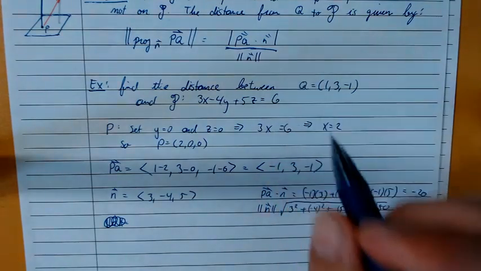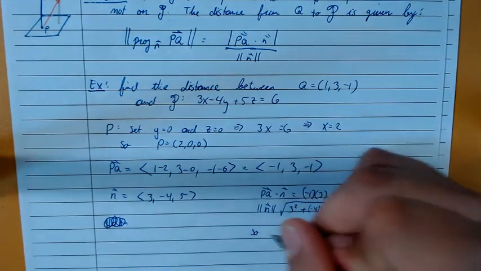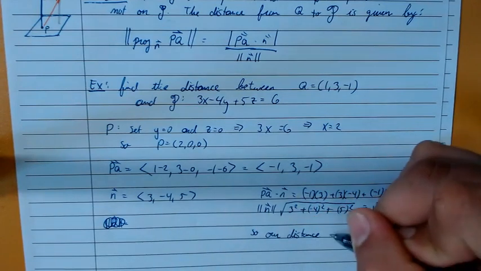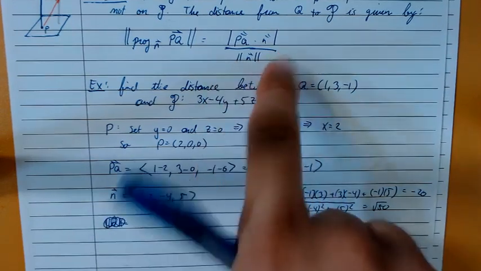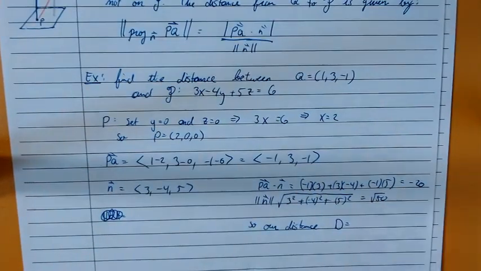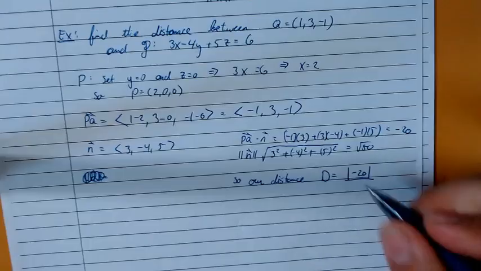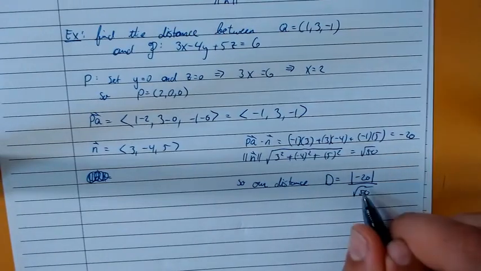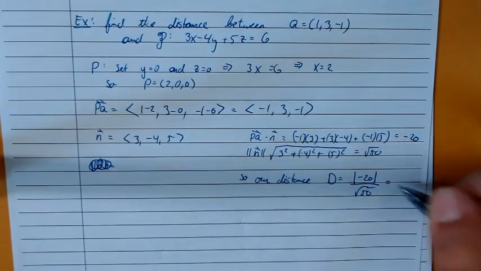All right, so then that means that our distance, I'll say d for distance, is equal to the absolute value of that dot product divided by that magnitude. We can simplify 50. 50 is 2 times 25, and I can take the square root of 25. It's just the number 5. So it'll be 5 root 2.